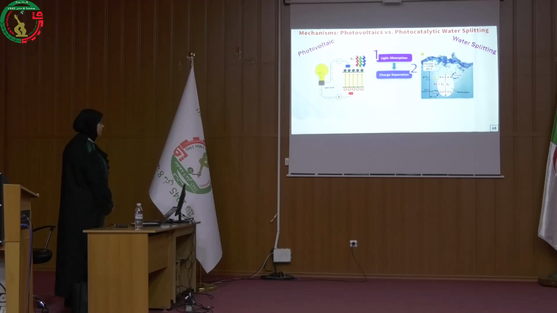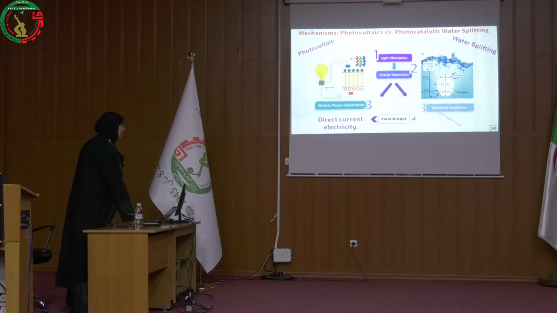Second, charge separation. Absorbed light excites electrons, creating electron-hole pairs. Efficient charge separation is the threshold that prevents recombination and enhances efficiency. Third, electric power generation for photovoltaic. The separated charges flow through an external circuit, generating direct current electricity for direct use or storage.